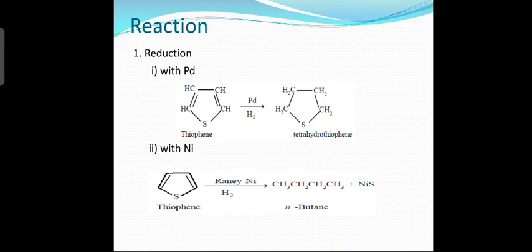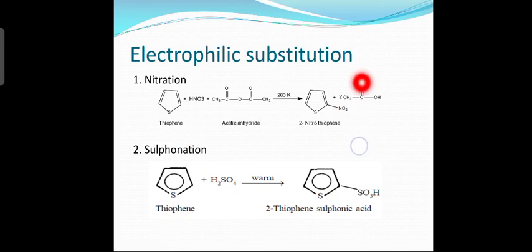Next, electrophilic substitution. Under that, nitration. Similar to furan, here also indirect nitration. You can see acetic anhydride heated to 283 Kelvin, thiophene on heating with nitric acid in the presence of acetic anhydride gives 2-nitrothiophene, and then acetic acid. Here sulfonation is done just by warming with sulfuric acid. We get 2-thiophene sulfonic acid.